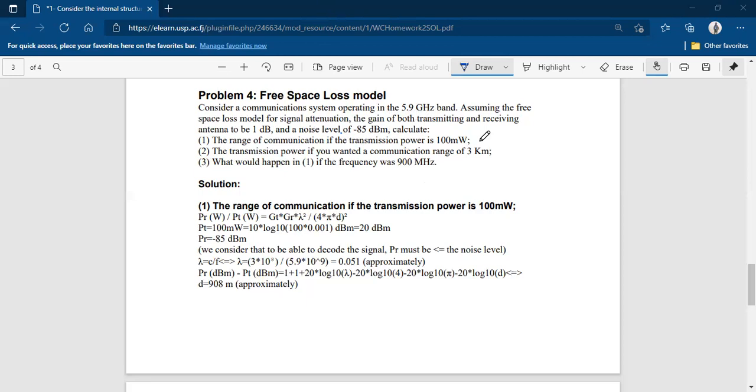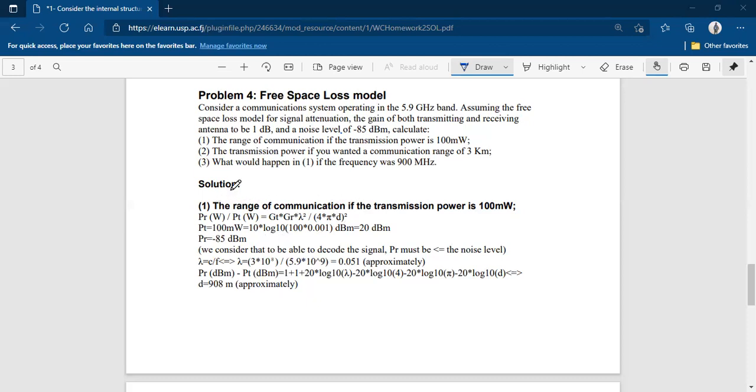So you can see your receiving power is basically in dB, and your antenna gains are in dB, right? So first things first, what is the formula for the free space loss model? It is basically given by the receiving power divided by the transmitting power, which is equal to the transmitter gain times the receiver gain times the wavelength squared, divided by 4 pi d squared, right? So this is the formula of the free space loss model.